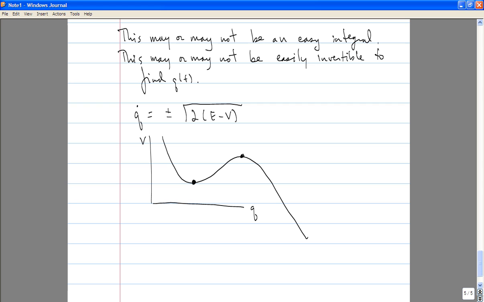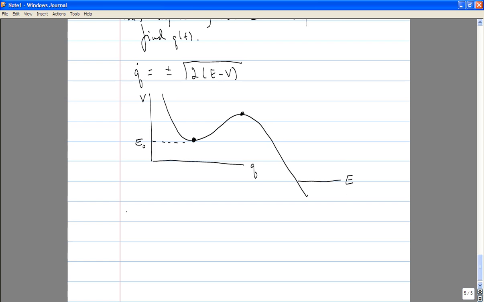So, for example, if I have a solution to the equation of motion whose energy E is below the minimum energy here, which I could call E naught, then if E is less than E naught, I think, is he tangled up over there?